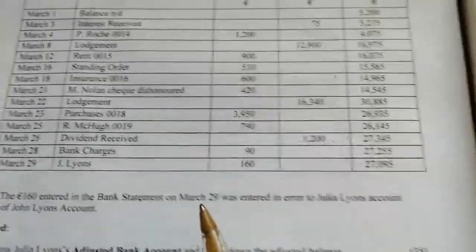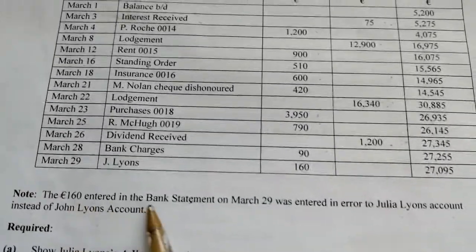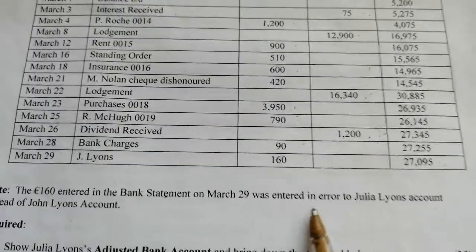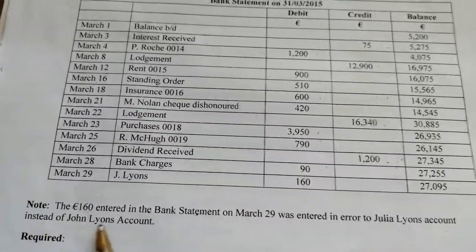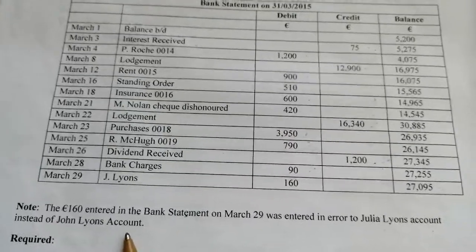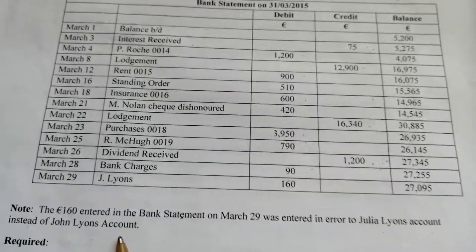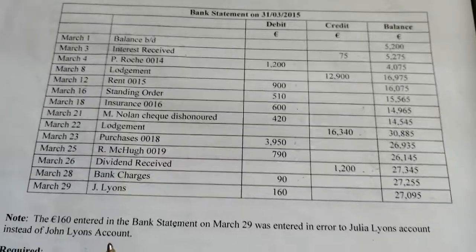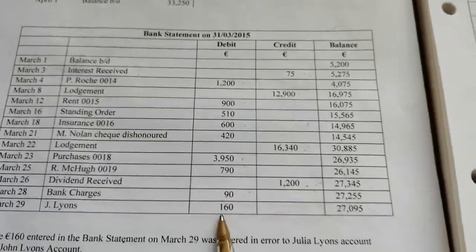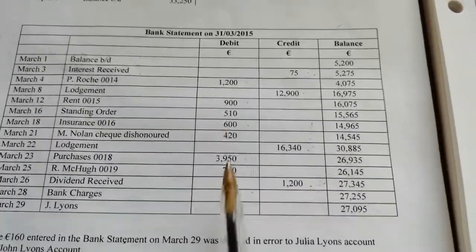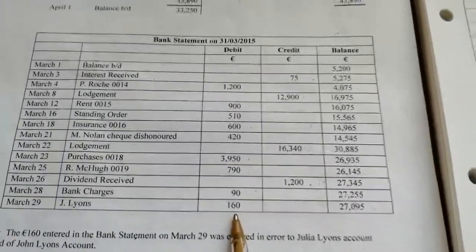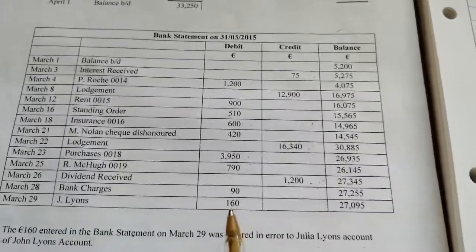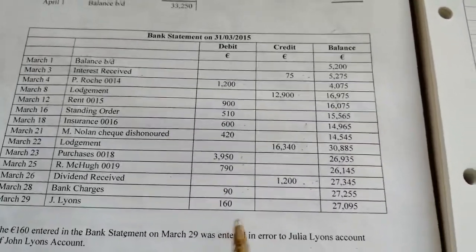Okay, and the last thing then to take into account, and we put it in separately, is this error here. The error is that 160 was entered in the bank statement for Julia Lyons, which is us, but instead it should have been in John Lyons' bank account, a different customer of the bank. So it's the bank that made a mistake putting it into your account instead of John Lyons. Now, they put it in the debit side of your account, which means for the bank statement, it reduced the amount in your bank account. So to correct that error, we have to increase your account by 160.